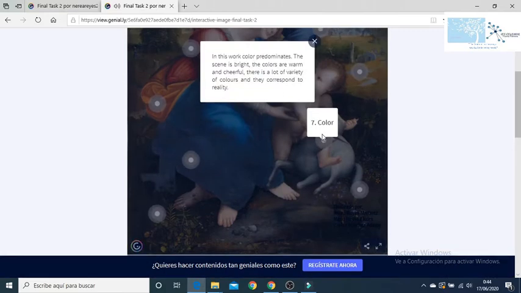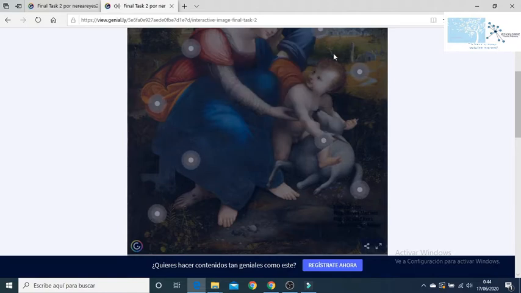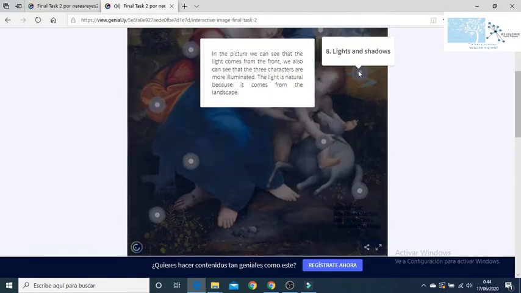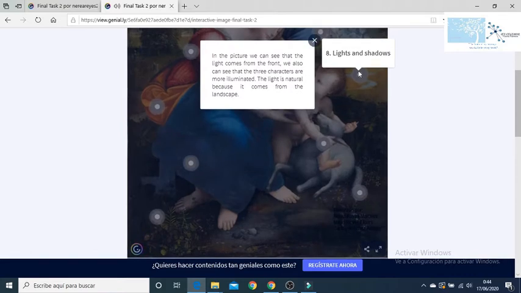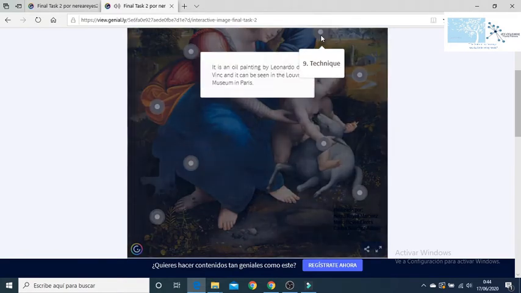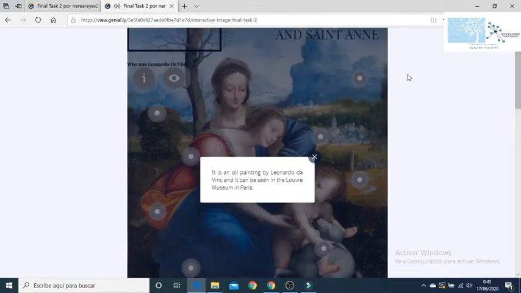In the picture we can see that the light comes from the front. We can also see that the three characters are more illuminated. The light is natural because it comes from the landscape. It is an oil painting by Leonardo da Vinci and it can be seen in the Louvre Museum in Paris.